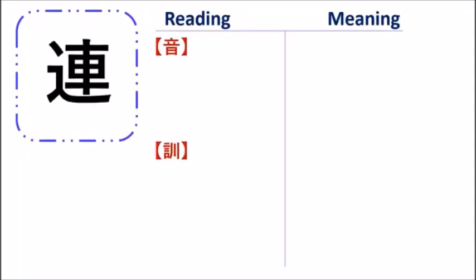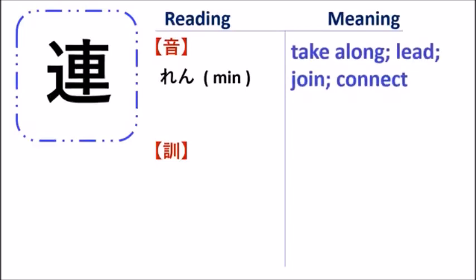We're going to learn about this kanji. This kanji, we had the reading of kunyomi, lane. Either they write the English wrong, so don't pay attention to that. It had the meaning tag along or lead, join, or connect.